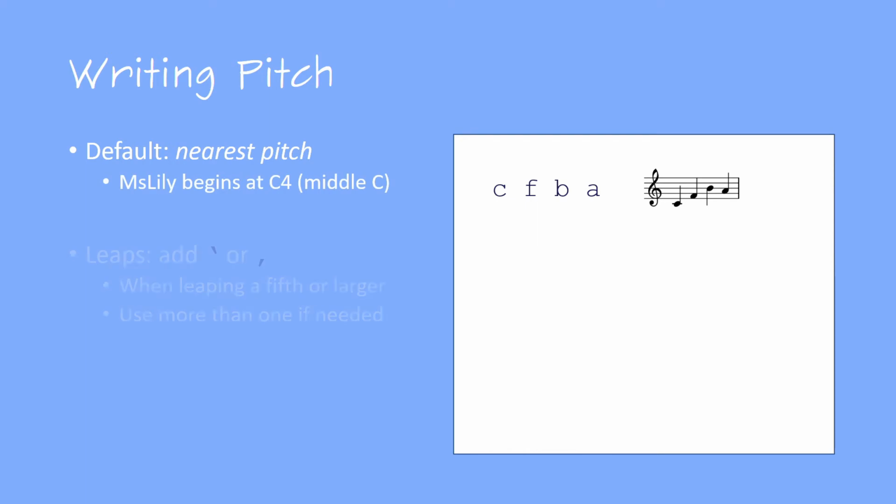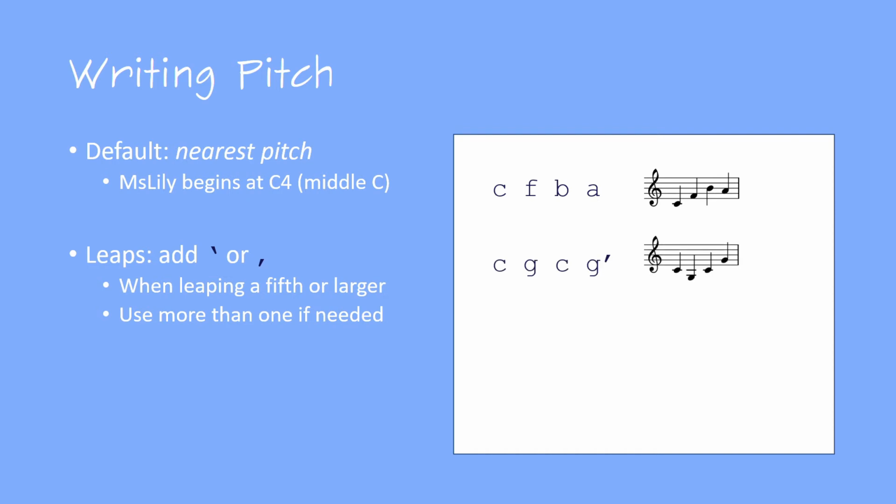By default, MsLily puts each pitch as close as possible to the previous pitch. Also notice we're beginning around middle C, C4 on the piano. To change octaves, add either a single quote or a comma. The single quote is an octave up, and the comma goes down. We're also missing the flat in the third bar.